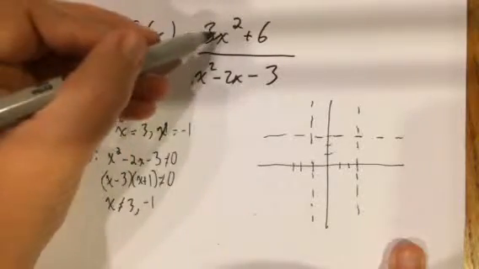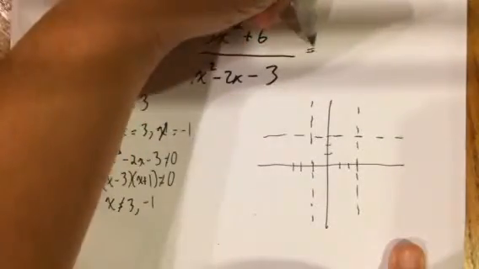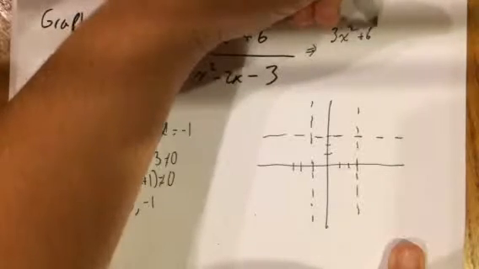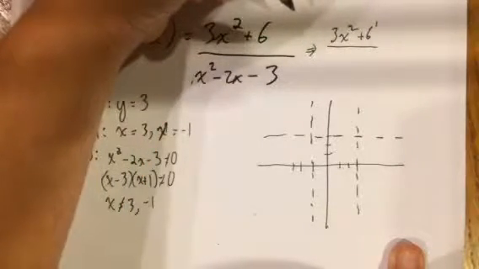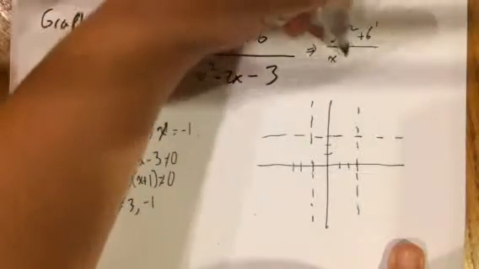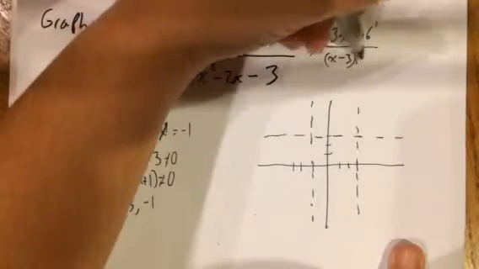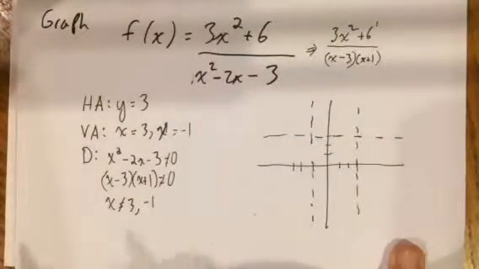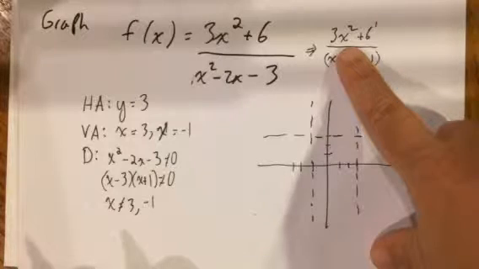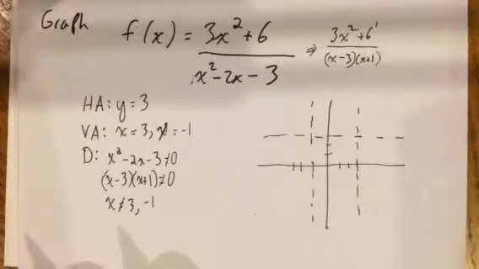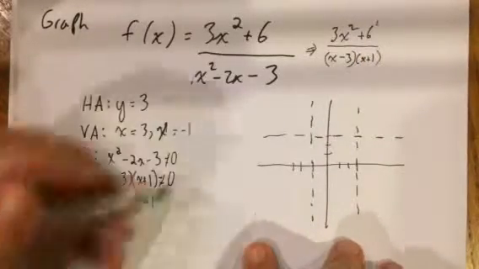Could sub it in up here, or could sub it into the factored form. 3x squared plus 6, I guess we could have factored that, but it's really not going to matter. x minus 3, x plus 1. So if I sub in a negative 3, on the top, negative 3 squared is 9 times 3 is 27, plus 6 is 33. So I'm going to get 33.